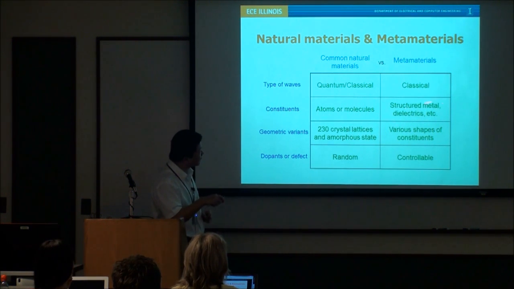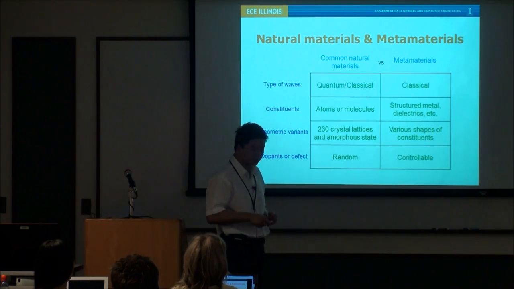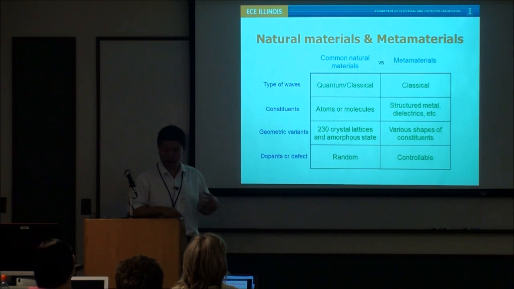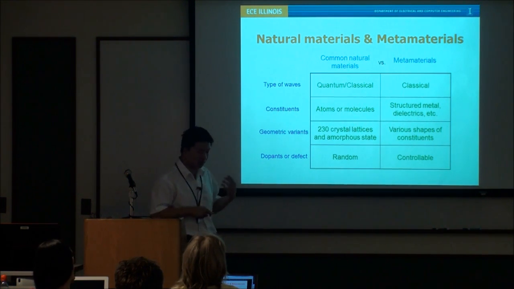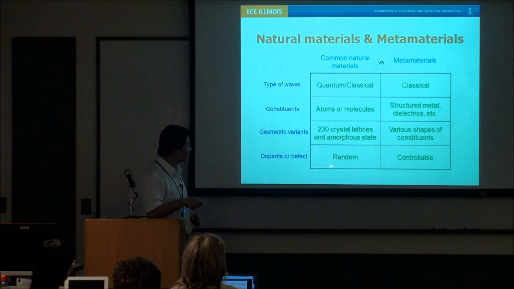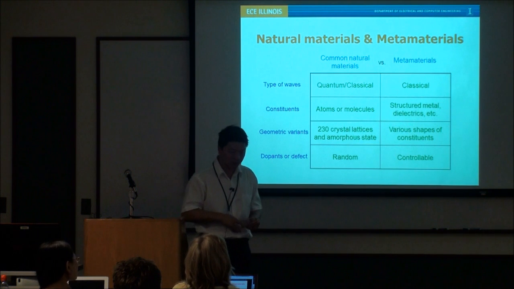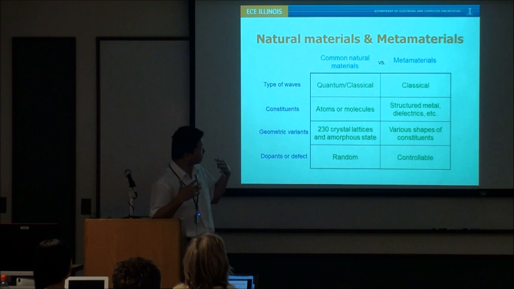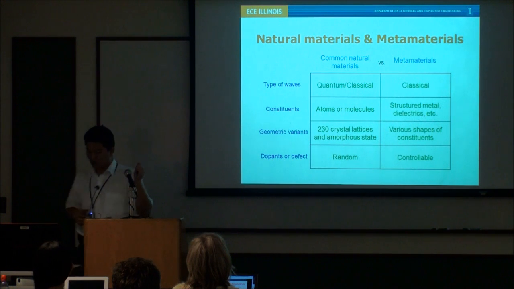These two properties make metamaterials even more attractive than natural materials, because everything is controlled by human beings, in terms of structures and shapes. But for natural materials, we basically lose controllability over atomic structures and crystal structures. And in terms of dopants or defects, it's even better for metamaterials, because we can use engineering methods to control the dopants or defects. But in natural materials you find in nature, typically those dopants or defects are random.